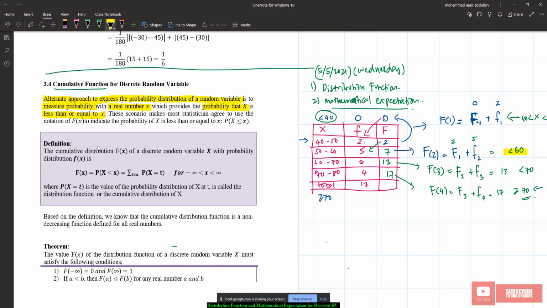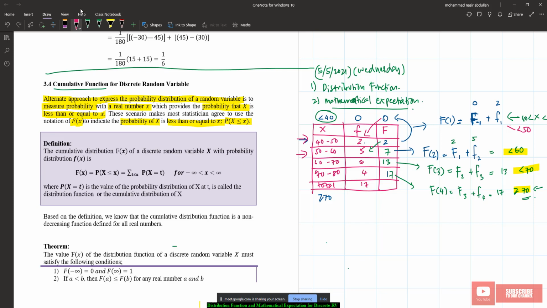So kita nampak dekat sini, X less than or equal to x or more than. This scenario makes most statisticians agree to use the notation capital Fx to indicate the probability of X less than or equal to x. Nampak tak? So apa kita tengok daripada cumulative frequency table, right? So this one, row number 1, it indicates that probability X less than 50. Right? X less than 50.